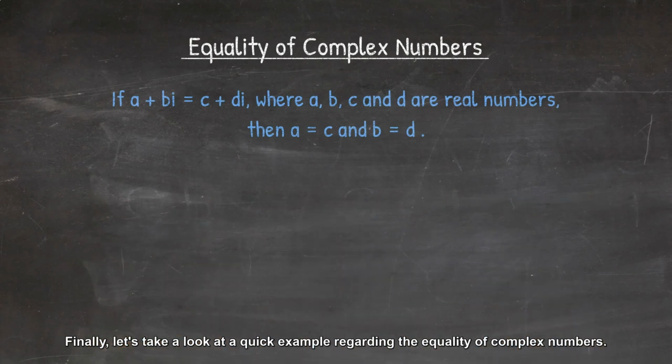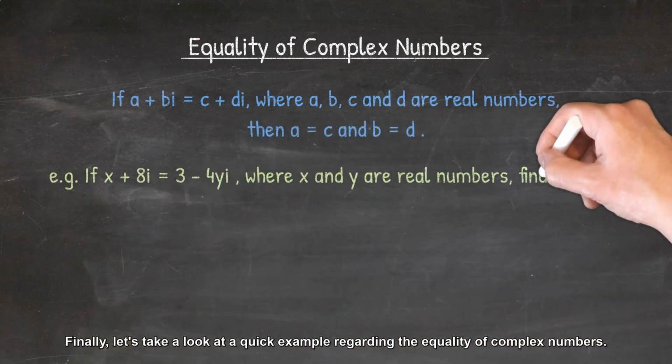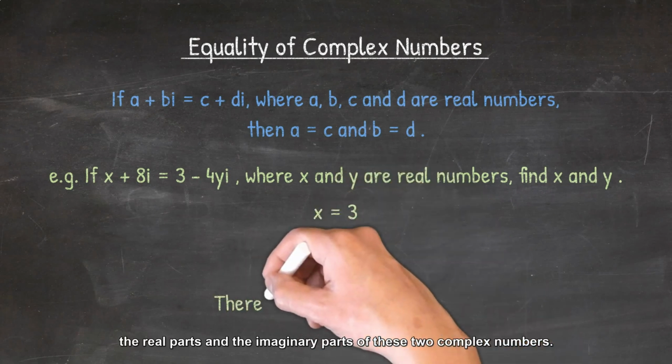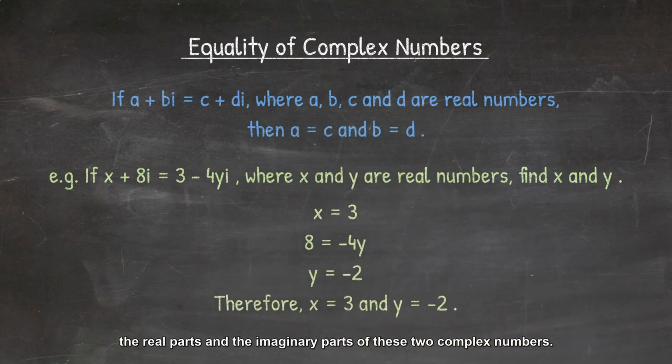Finally, let's take a look at a quick example regarding the equality of complex numbers. Suppose x plus 8i is equal to 3 minus 4yi, where x and y are real numbers. Now we need to find the values of x and y. From this result that we have just proved, we know that we just need to compare the real parts and the imaginary parts of these two complex numbers.